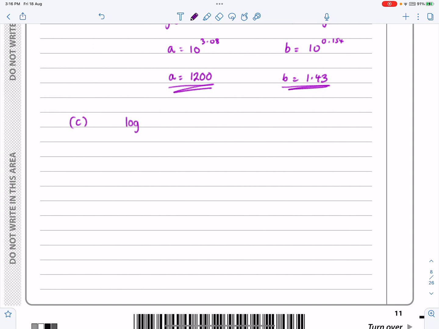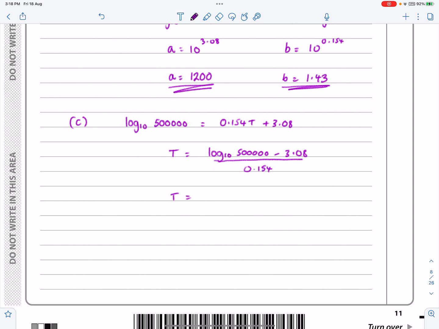So we've got log 10 500,000 would be equal to 0.154t plus 3.08. So t works out to be log 10 500,000, I'm just going to do it all in one go, minus the 3.08, and then when we get the answer to that, divide it by our 0.154.